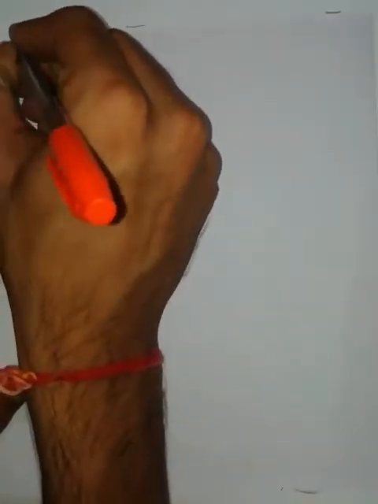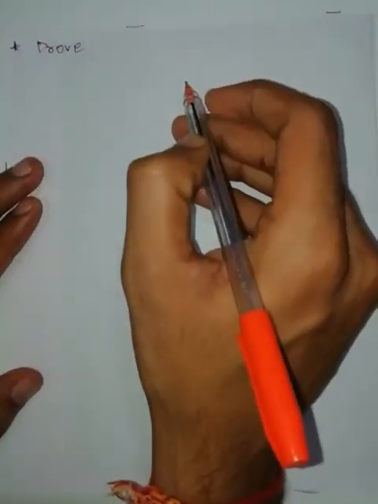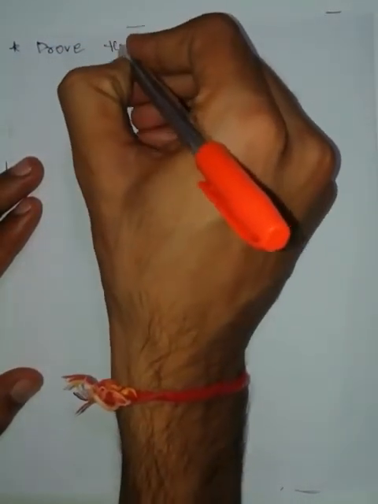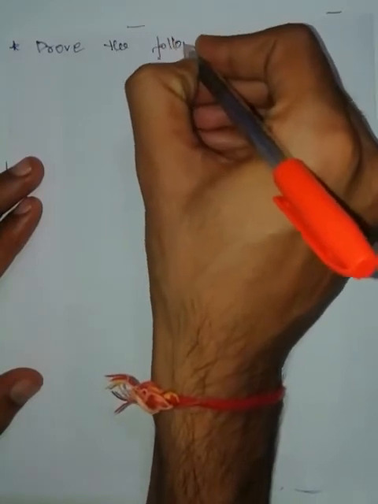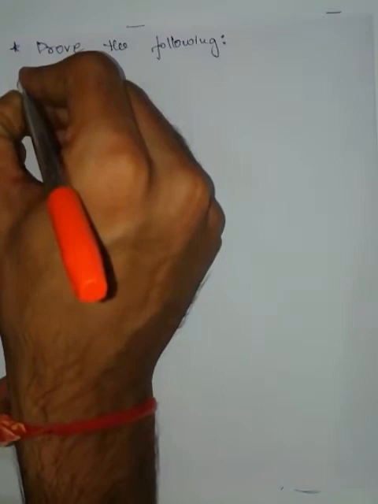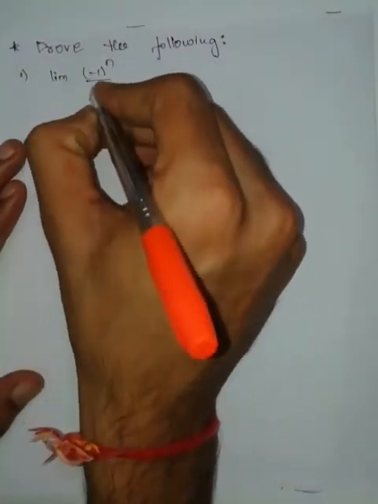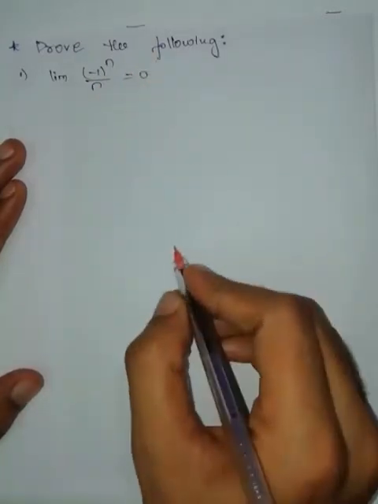Prove the following. First one. Limit of (minus 1) to the power of n by n is equal to 0.